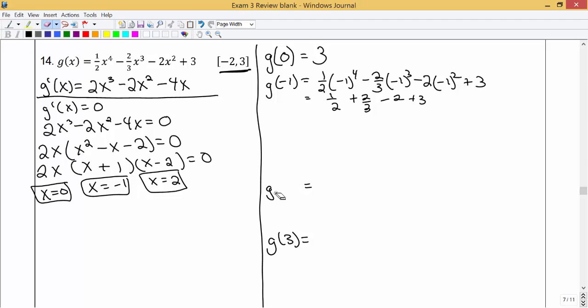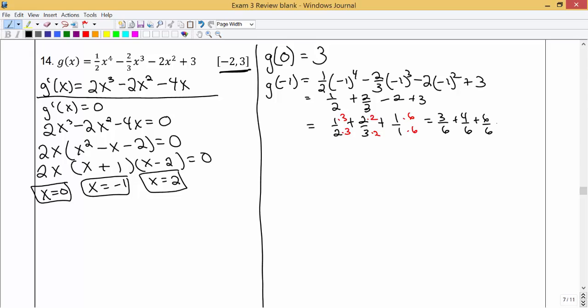Scoot all of these down a little bit. So we'll end up with 1/2 plus 2/3 plus 1. Think about that as 1 over 1. Common denominator would be 6. So we'll end up with 3 over 6 plus 4 over 6 plus 6 over 6. And we add all those together, we get 13 over 6. And of course, that would be 2 and 1/6.